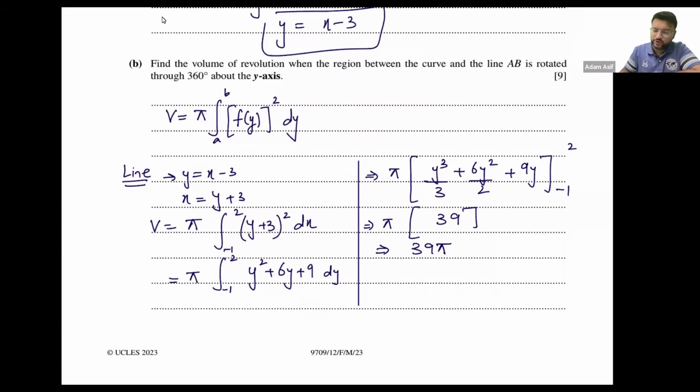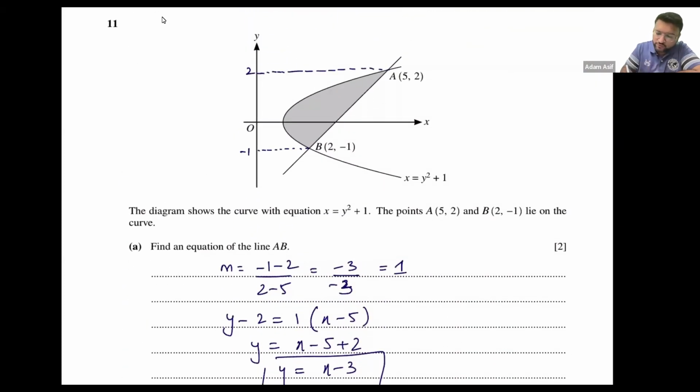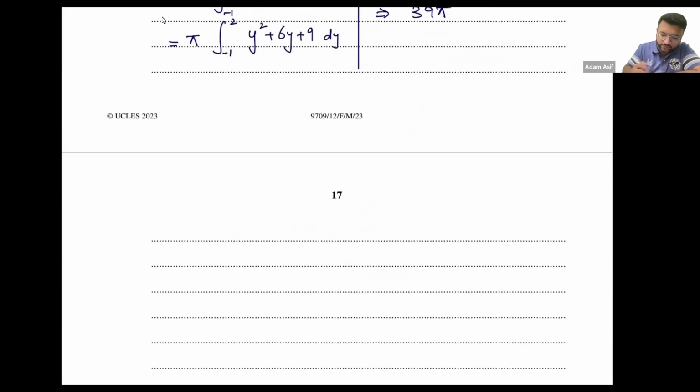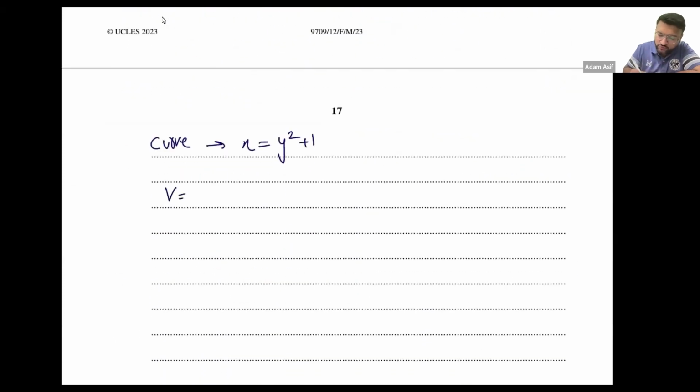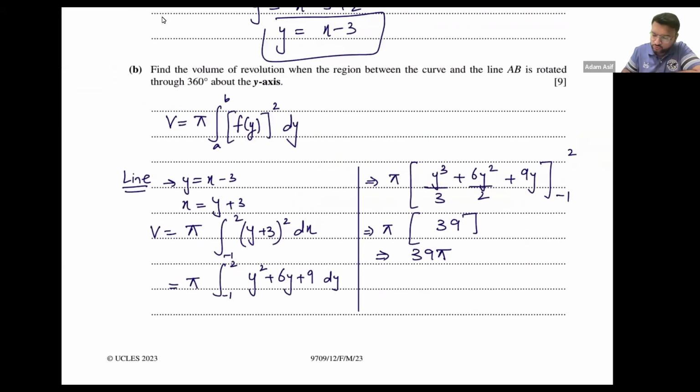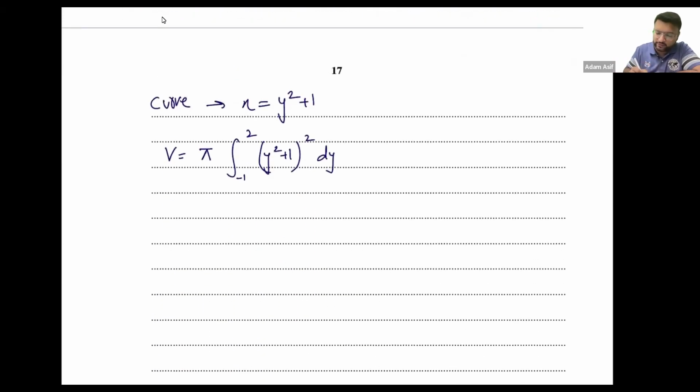ठीक है. Now we are going to find the volume when the area between the curve and the y-axis is rotated 360 degrees about the y-axis. So for that, I'll be needing the equation of the curve, and that's given already. X has been made the subject. So this is the function of y, f of y. Now for the curve, x equals y squared plus 1. Now to find the volume, you are going to square the function, integrate it with respect to y, apply the limits from -1 to 2, and then multiply the answer by pi.